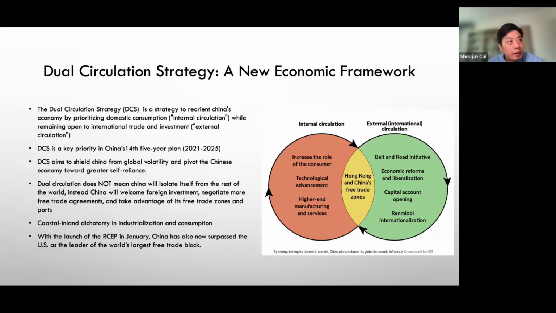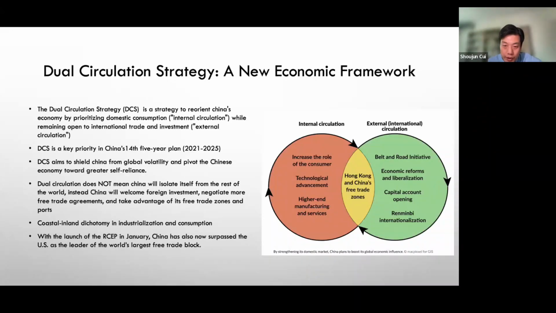Internal circulation will emphasize increasing the role of consumers. Right now we have 400 million middle class population, and in the coming decade or 2 decades, we will double the size of the middle class. That means we will have 800 million middle class.